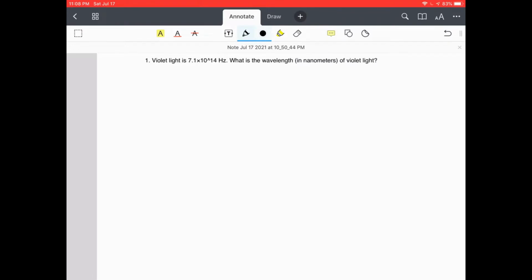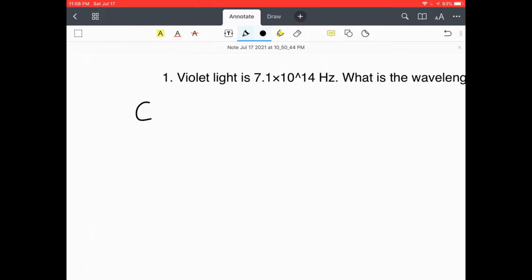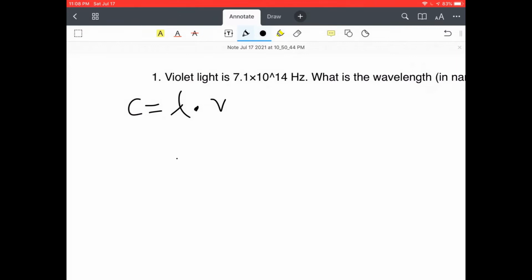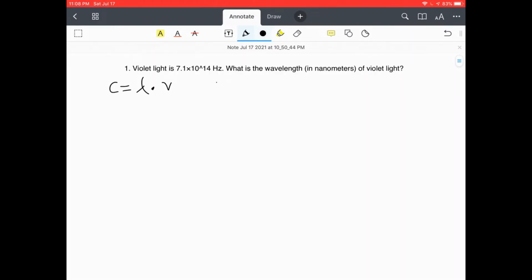Alright, so now that you've had some time to work on this problem, let's go through it together. So essentially what this question is asking us to do is just to convert from frequency into wavelength. And that's pretty simple if you know these two things. The first thing is that the speed of light is equal to the wavelength times the frequency of that light. And also you need to know what the speed of light is, which is 3.0 times 10 to the 8 meters per second.